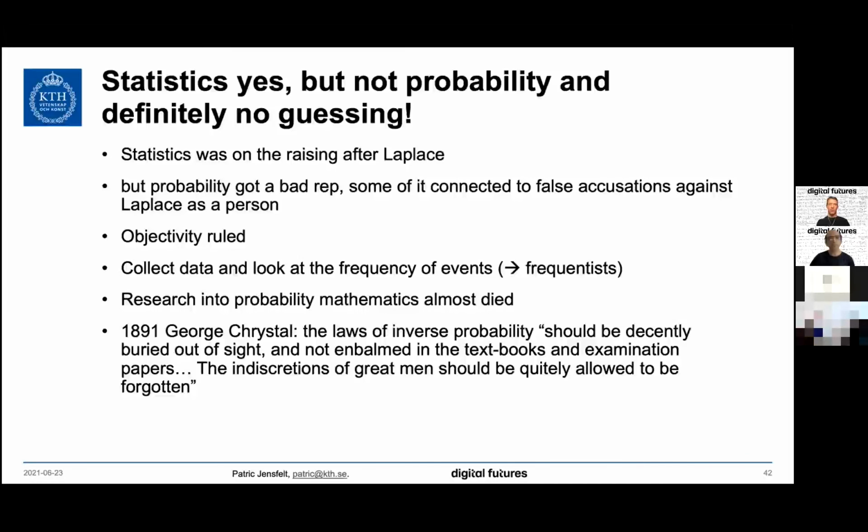And so in a publication as late as 1891, a Scottish mathematician said that the laws of inverse probability that Bayes and Laplace had worked with should be decently buried out of sight and not embalmed in textbooks and examination papers. The indiscretions of great men like Laplace should be quietly allowed to be forgotten. So they really hated this stuff.